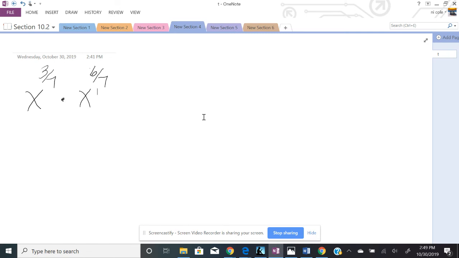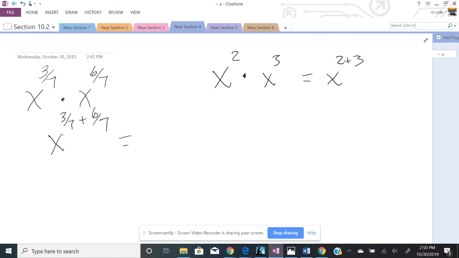Now, remember when we learned about multiplication with the same base? What did we do there? If we had x squared times x to the 3rd, remember that's the same as x to the 2 plus 3. So the same thing's going to happen here. So you're going to go 3 over 7 plus 6 over 7. And because they've got the same denominator, you can add them straight across, and that gives you 9/7. If the denominators are not the same, don't forget you need to make them the same to get there.